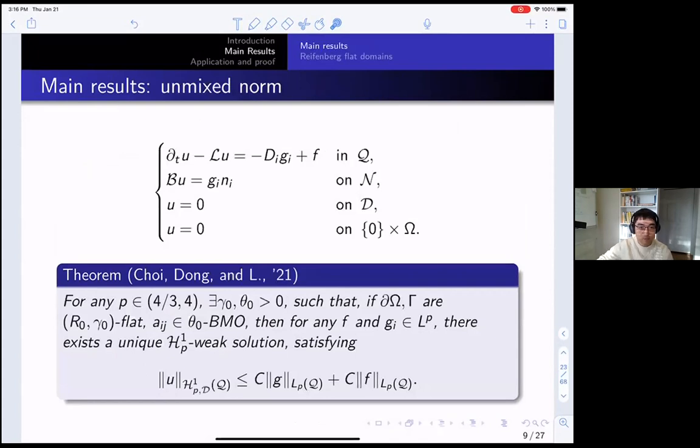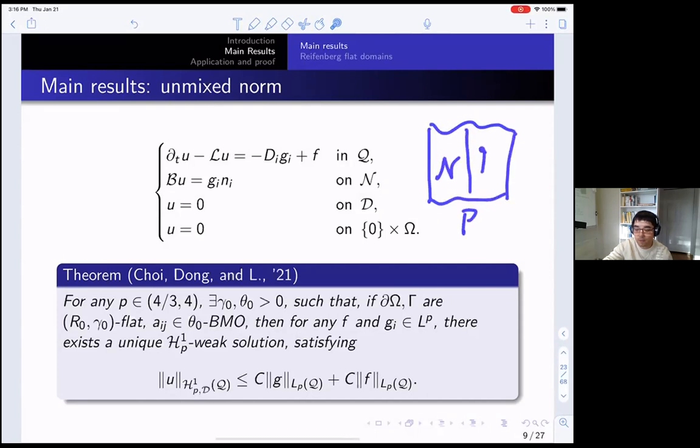So this is our first main result, the weak solution solvability. We call this equation the mixed problem, with a divergence form operator and mixed boundary condition. These two parts of the boundary are separated by an interfacial boundary called gamma. This is N, this is D. This gamma can be rough, and it depends on time.